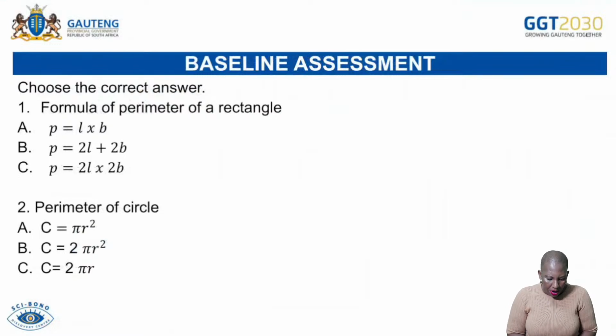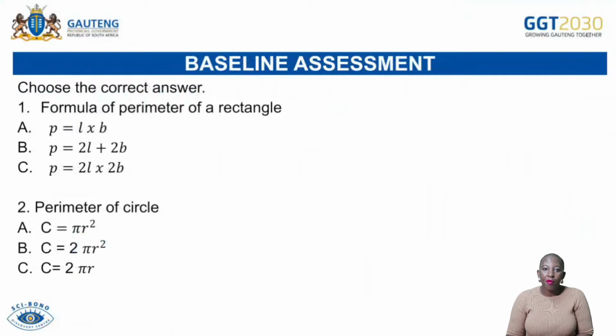Let's have a look at number 1. The formula of a perimeter of a rectangle. And then we know that a rectangle, it has what? It has a longer side and a shorter side. But when we talk about perimeter, what are we talking about? That one, it's number 1. And then number 2, perimeter of a circle.